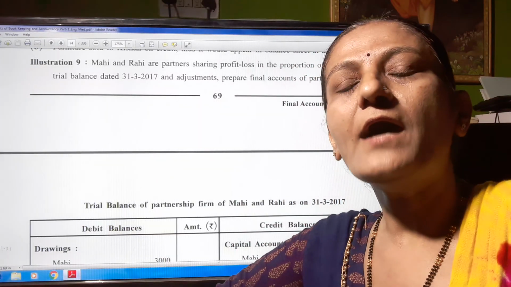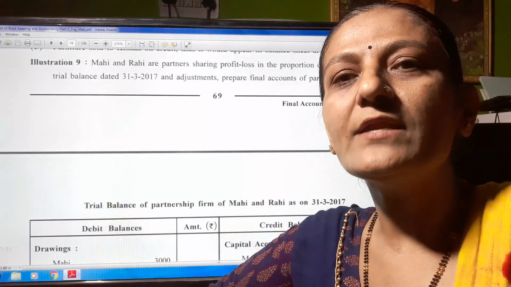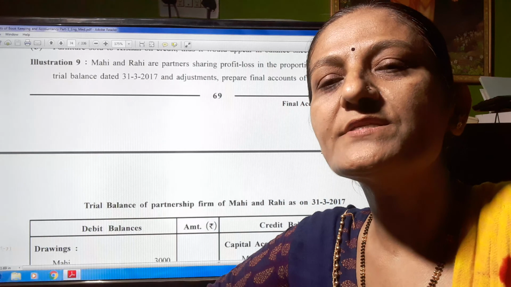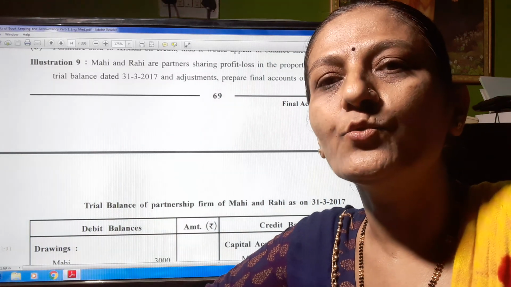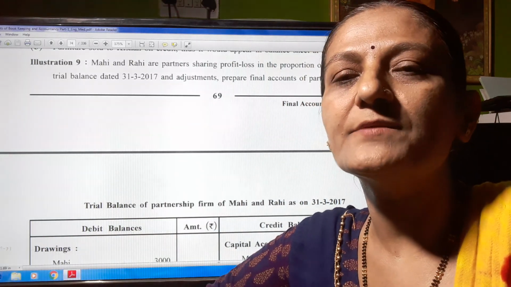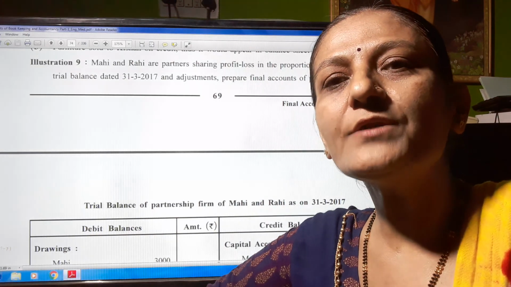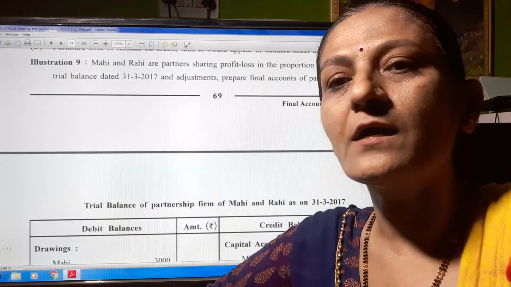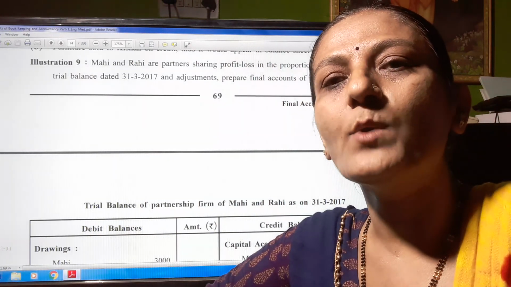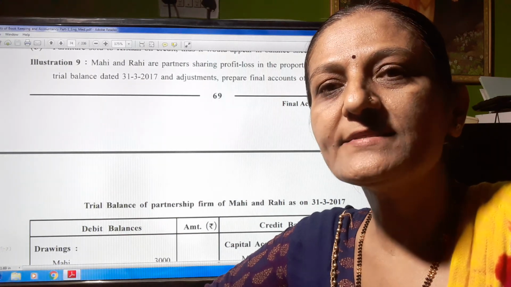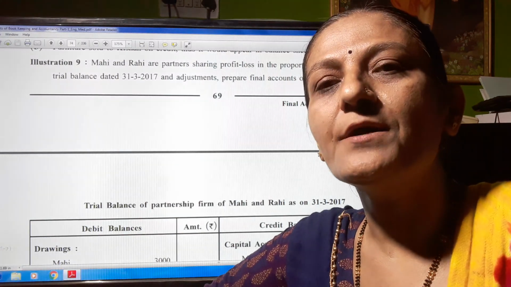Hello everyone, I am Trupti Pandya and today I will explain Elements of Accountancy, Standard 12, Chapter 2, Final Accounts of a Partnership. In the previous lecture we already completed illustration number 1 to 8. Let us start today's illustration number 9.